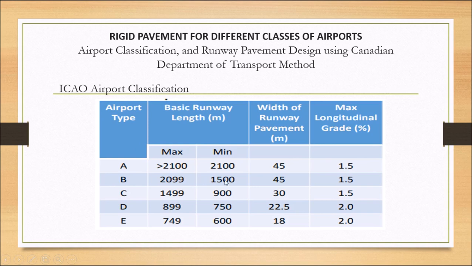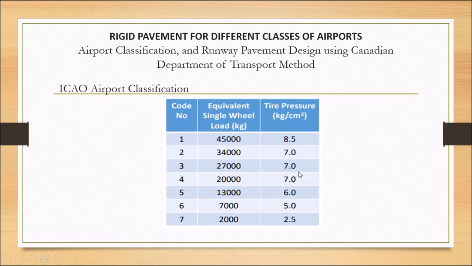For B, you can see the maximum is 2,099, and the width of the runway is 45 meters, while the maximum longitudinal grade is 1.5. So you can view other airport types given in this table. We look at the code number for each airport, and then the equivalent single wheel load is given. Tire pressure is also given here.